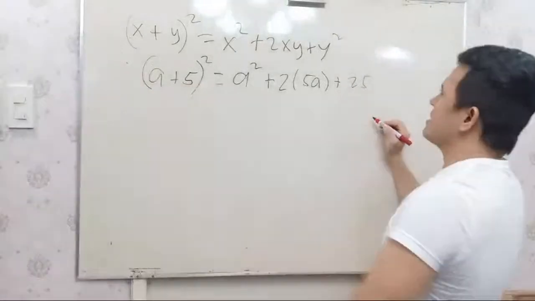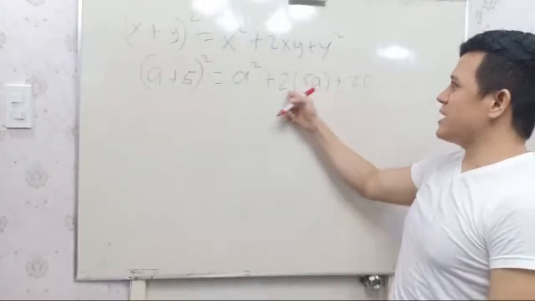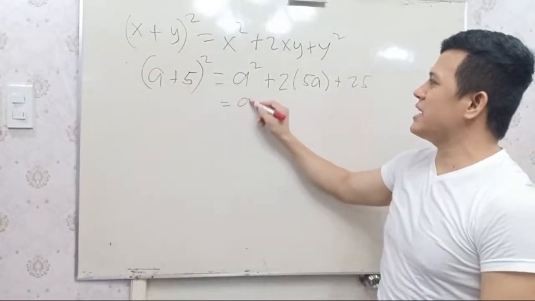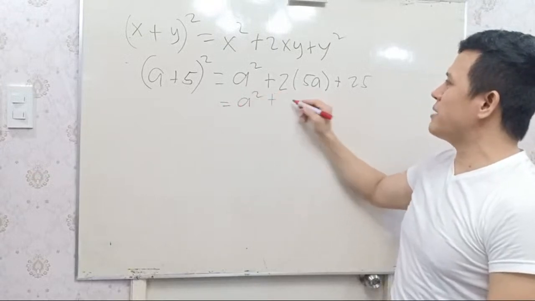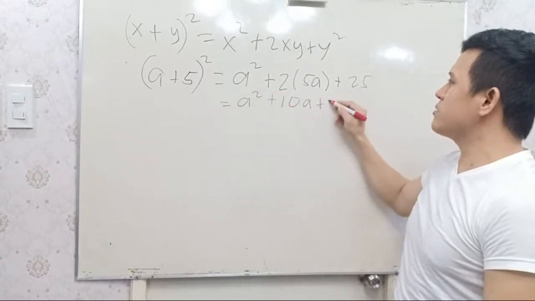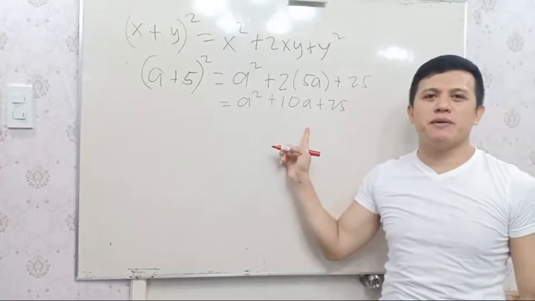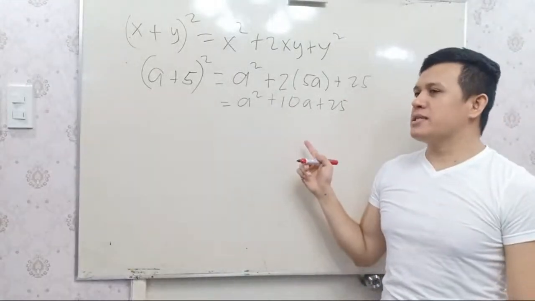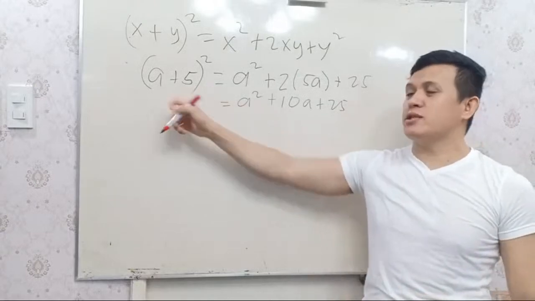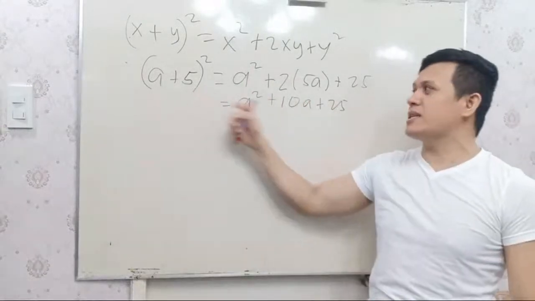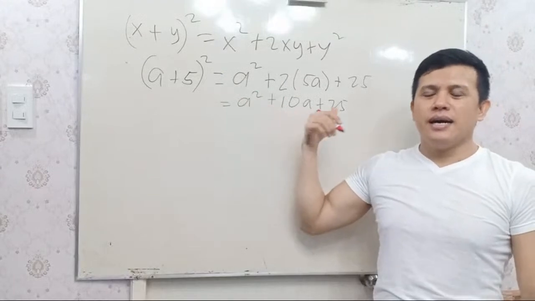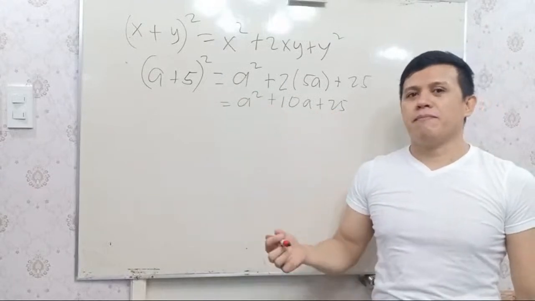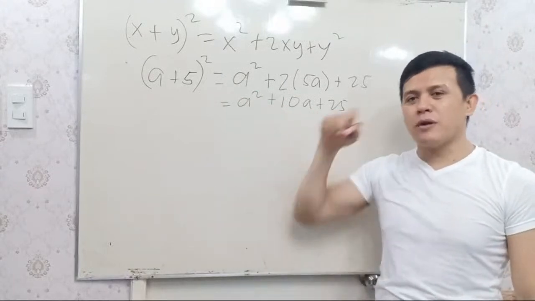Are we done? Not yet, because we still have to multiply this one. We say that a squared plus 2 times 5a, that is 10a, plus 25. This is now the expanded form of that. You don't need to spend time expanding this using the FOIL method, because this one is more effective in saving time when you're going to meet this kind of problem.